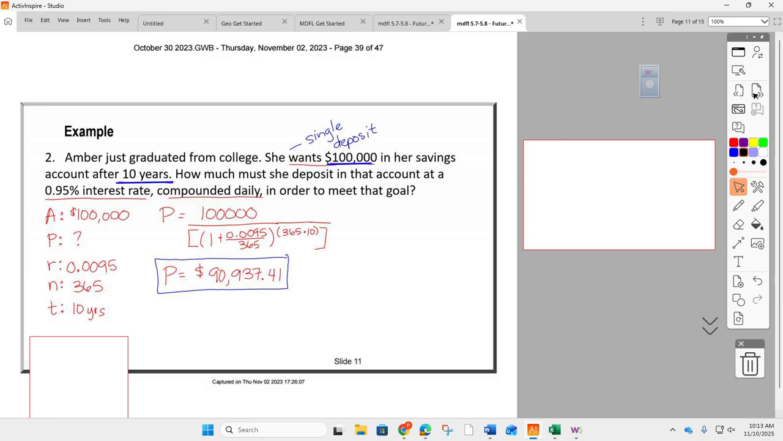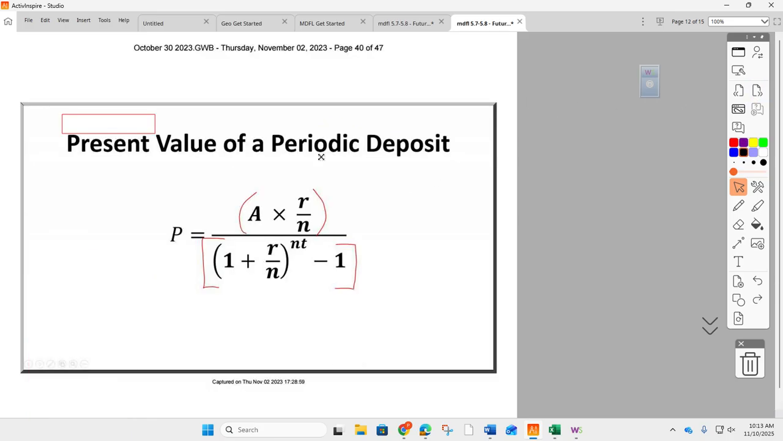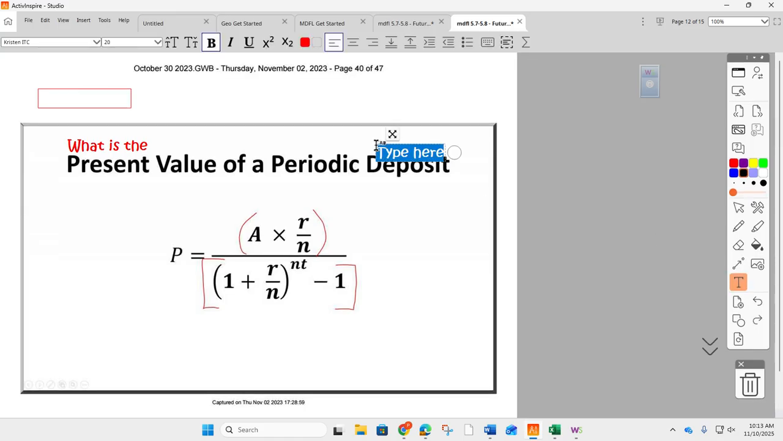Present value of a periodic deposit. You don't need these parentheses. So what is the present value of a periodic deposit? That means what does the deposit need to be? The deposit is the unknown. The periodic deposit is the P. It's the P here, right? That's what that is. So what does an example of that look like?